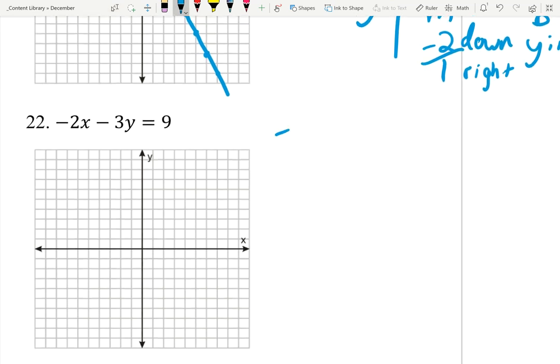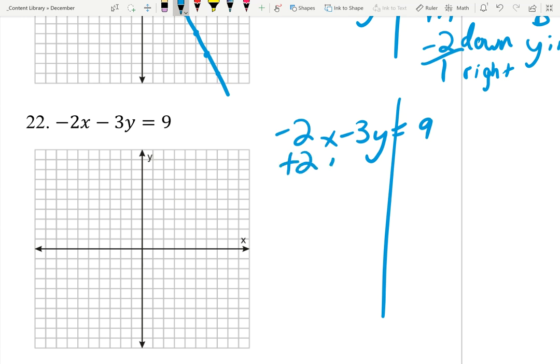So negative 2x minus 3y equals 9. Again, our goal is to get the y by itself. So we're going to start by moving the x term. Again, you always move the x term first. So since it's a negative 2x, we'll actually have to add it in this case. So we're going to add 2x. So that cancels the 2x on the left. So on the left side, I just have negative 3y.